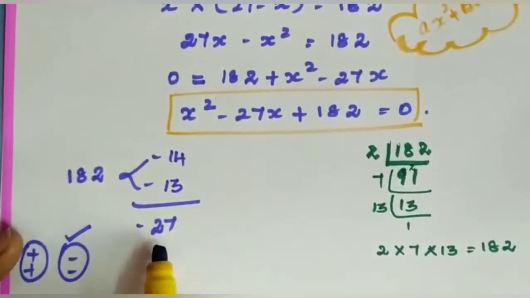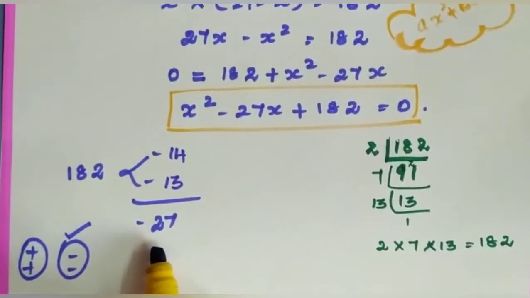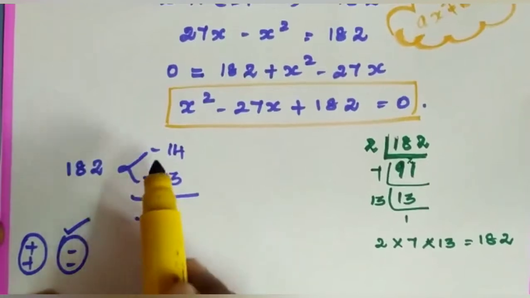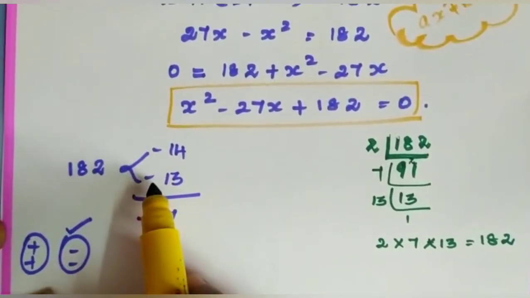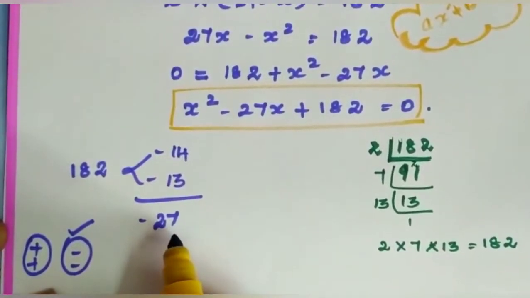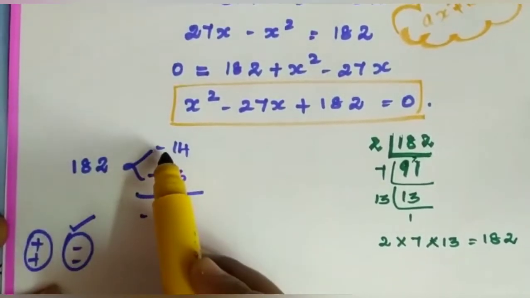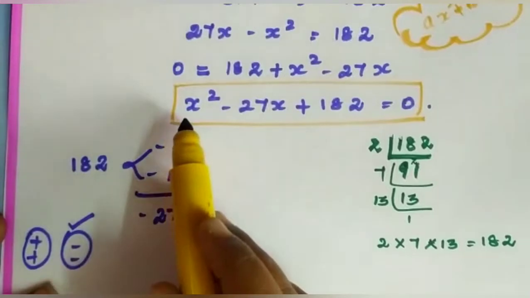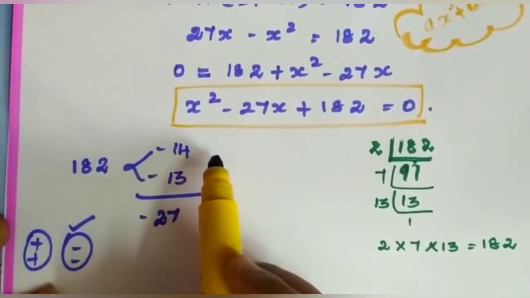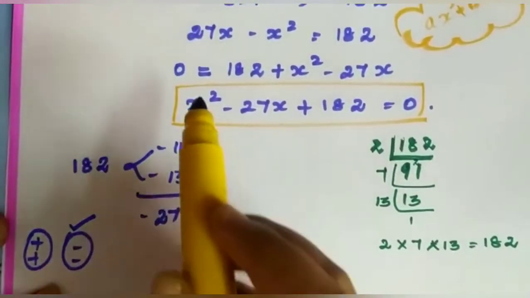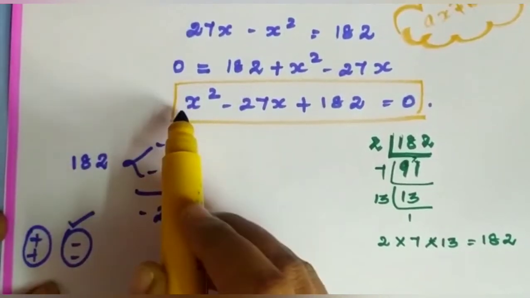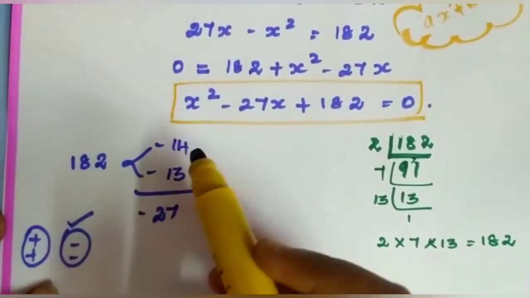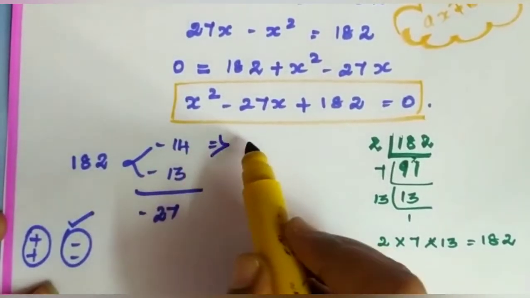You have to check whether you are getting minus 27, then only it is correct. So minus 14, minus 13, both the signs are negative, so we can add 27. And the bigger number is negative, minus 27. And then what you have to do, you can write the answer directly? No. First you have to check, no? Here we have coefficient 1. So no problem, we can write the answer straight away.